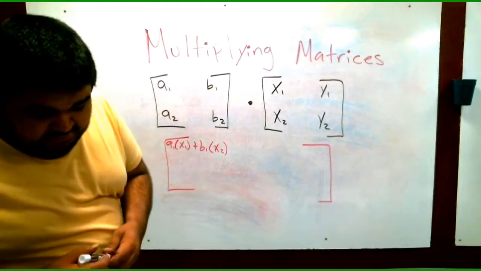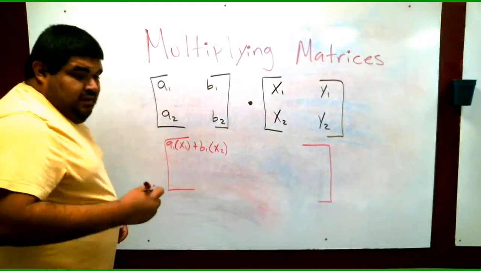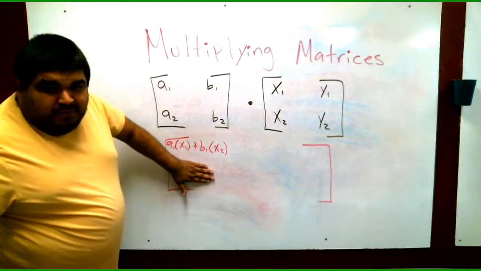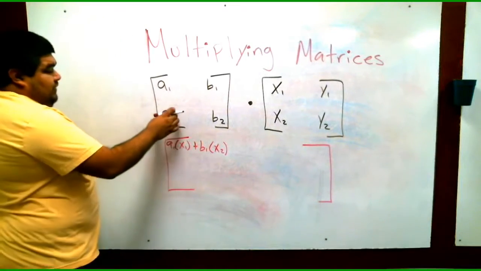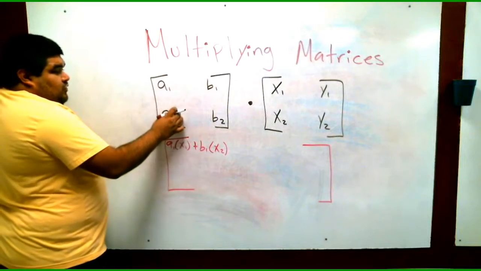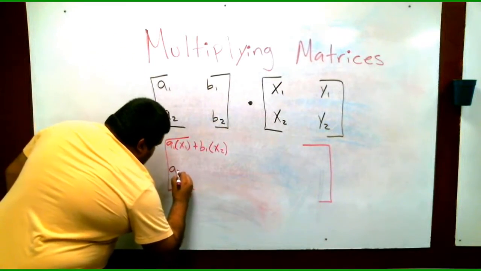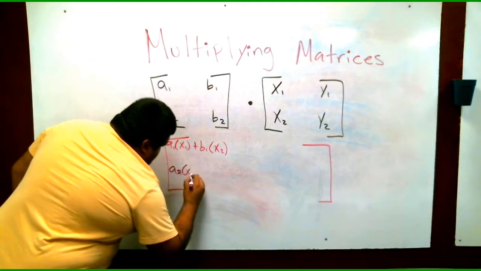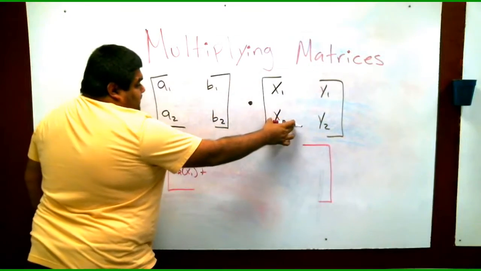The next part is, again, we're going to do the bottom of this first part, which is A2 times the same ones. Okay, A2 times X1 plus B2 times X2.